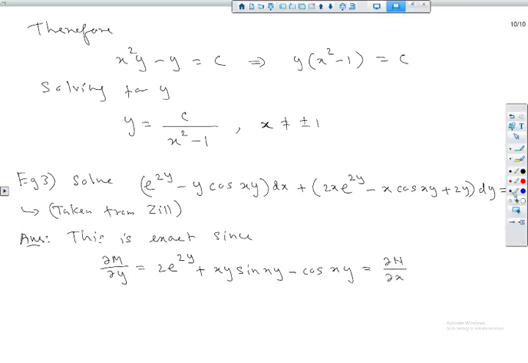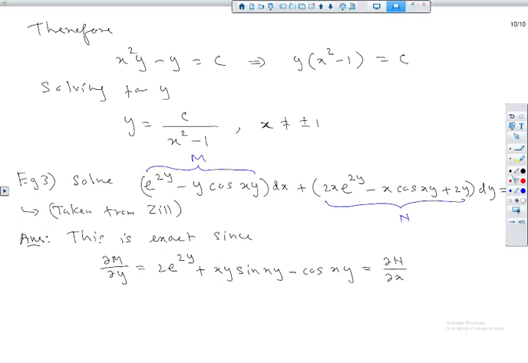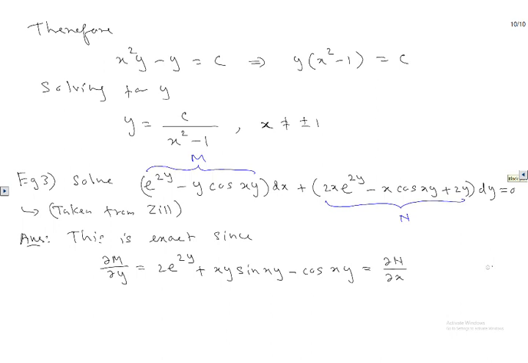So you can see that this works. That's the n function, and this is the m function. Good. So those two are equal. That means this is exact. So there is a function.